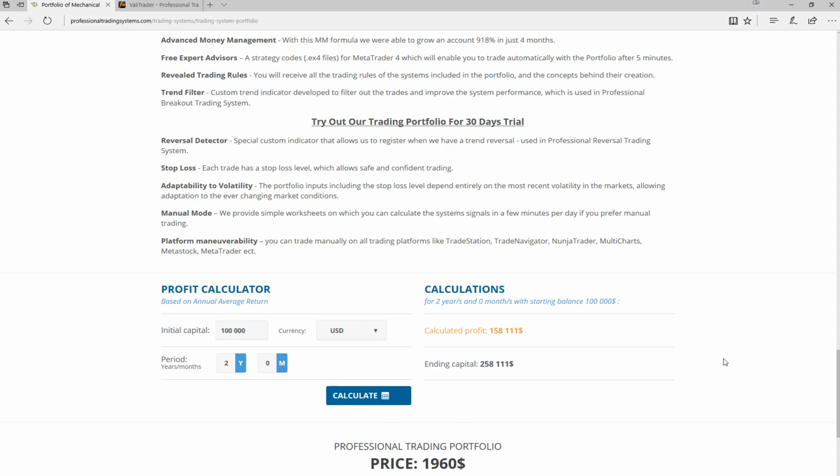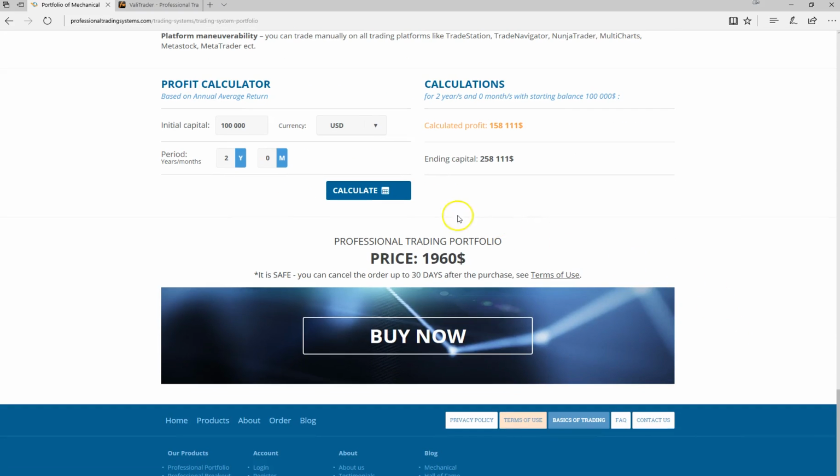So scrolling down a bit further, we see the price for the professional trading portfolio, $1,960, which is a decent saving, I think, off the individual systems themselves. They're about $1,400 US each. So you're looking at around an $840 saving by purchasing the portfolio. And as mentioned earlier, there is a 30-day return policy for the portfolio.